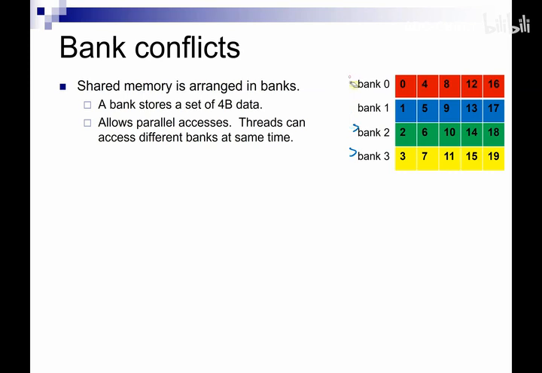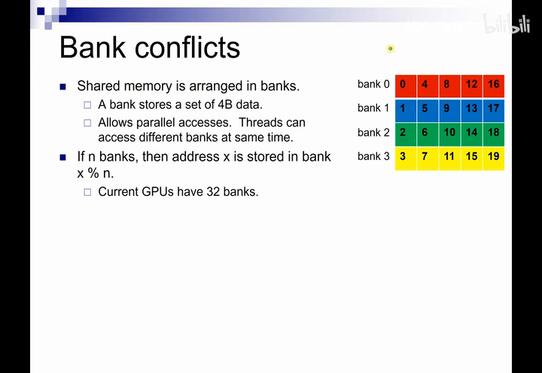However, suppose you have one thread that tries to access this piece of data and another one that tries to access this piece of data. If these 2 pieces of data are stored in the same bank, then you get a bank conflict. You cannot make these accesses simultaneously. You have to do them one after another. So now it takes 2 time steps to do these accesses.